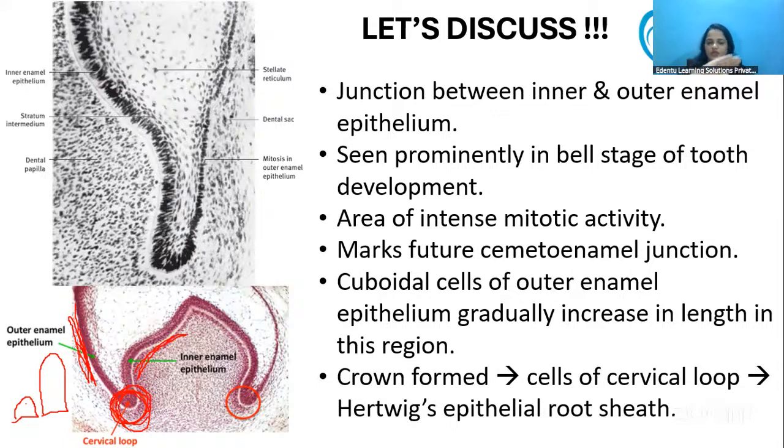Once the crown formation is all completed and it reaches the cervical loop area, then only the cervical loop will start growing downwards and help in the formation of Hertwig's epithelial root sheath, which will again contribute to the formation of root. So that's why this area is important, and this cervical loop only forms the future cemento-enamel junction. That is the importance of this cervical loop.